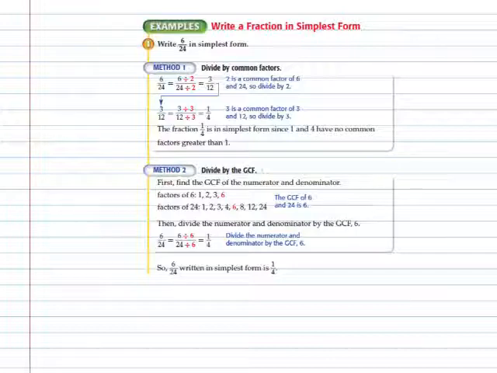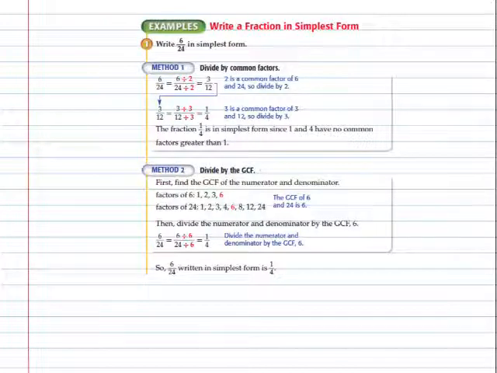Write 6/24 in simplest form. Method number 1 simply says divide by common factors. Most people would recognize that 6 and 24 have 2 as a common factor, so they've divided both numerator and denominator by 2. The resulting fraction is 3/12. Again, they recognize that 3 and 12 have 3 as a common factor, so they would divide a second time and end up with a fraction of 1/4, which would be 6/24 in simplest form.